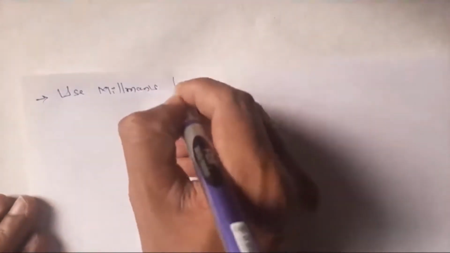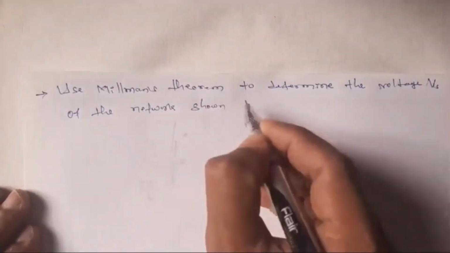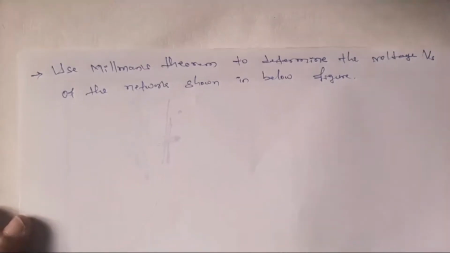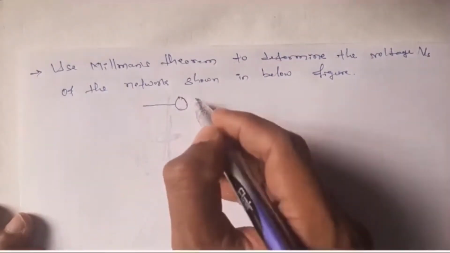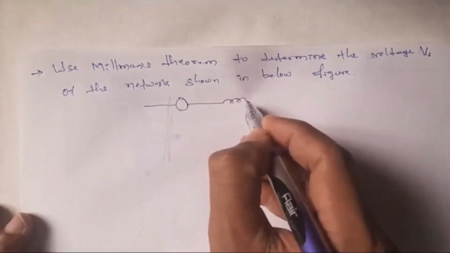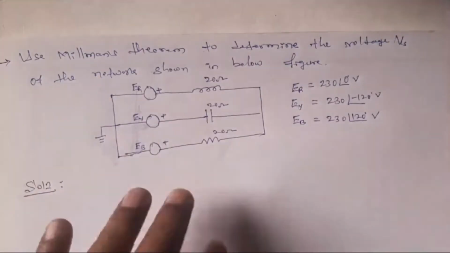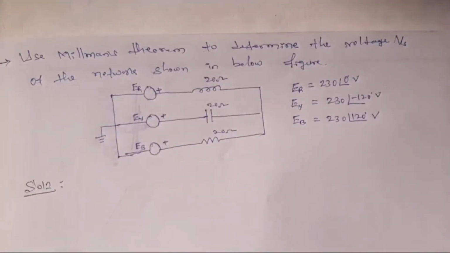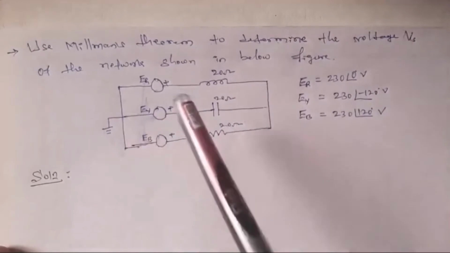This one I'll consider as an AC network. Use Millman's theorem to determine the voltage Vs of the network shown in the figure. Let me draw the figure. Dear students, all the numericals I am solving today are directly from your VTU question papers. Voltage Vs of the network means the equivalent voltage, which we can find using Millman's theorem.